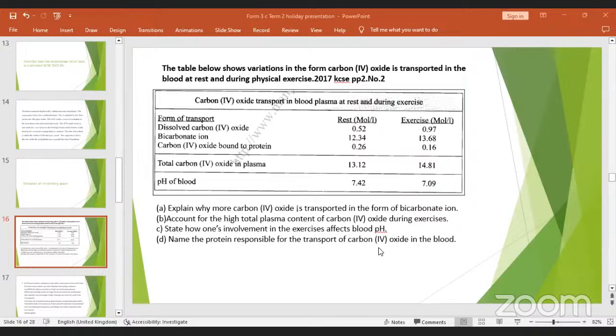Account for the high total plasma content of carbon dioxide during exercise. Yes, why is it that there is a high total plasma content of carbon dioxide during exercise? Why is it that we are having more carbon dioxide in the plasma during exercise than when a person is at rest? A hand in the air. Answer that one. Jim Collins in the rank.